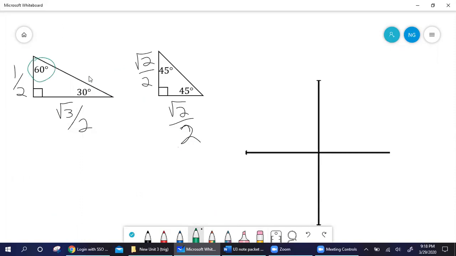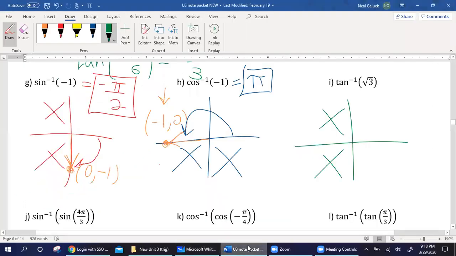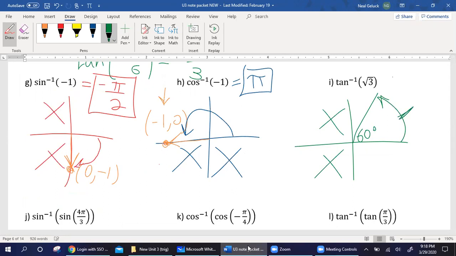So if I go from the 60, opposite is root 3 over 2. Adjacent is 1/2. If I multiply by the reciprocal, 2's cancel, and I'm left with root 3, which is what I wanted. So what I just figured out is that 60 degrees gives me a tangent of root 3. So this would be a 60 degree angle in the first quadrant because it's positive. That angle is 1/6, 2/6, 2 pi over 6, which reduces to pi over 3. All right, we'll finish up this lesson on the next video.